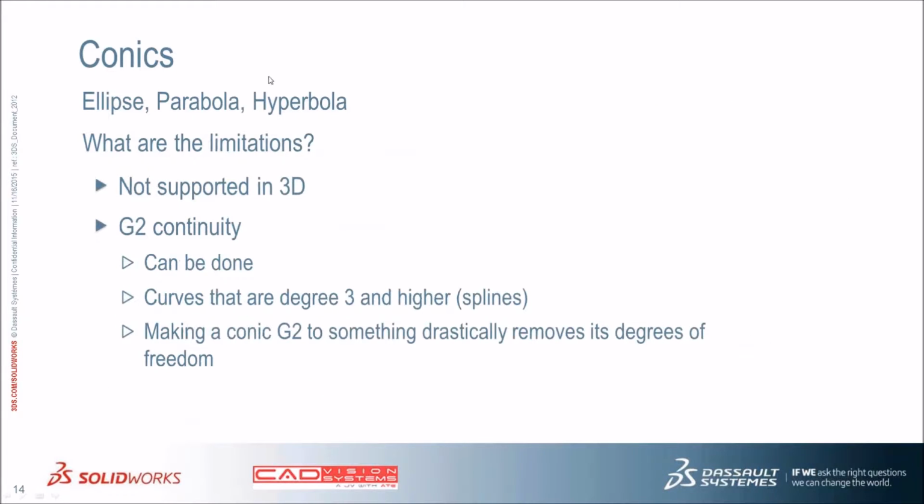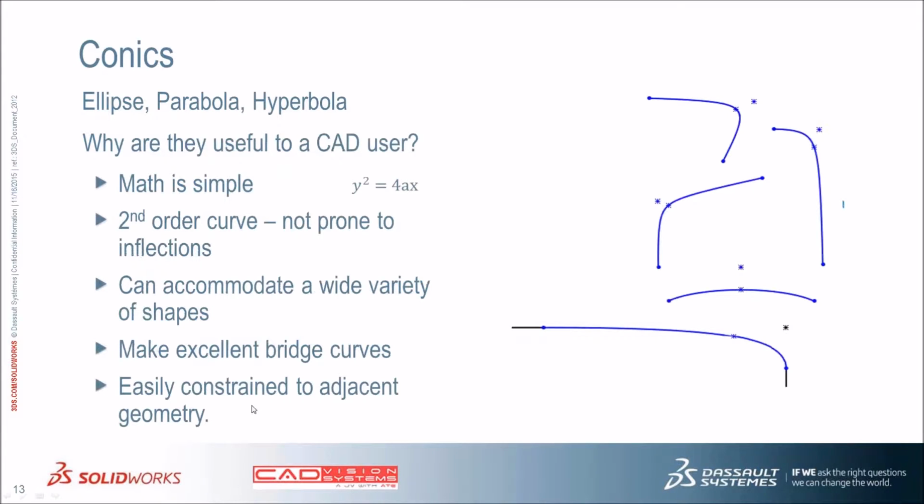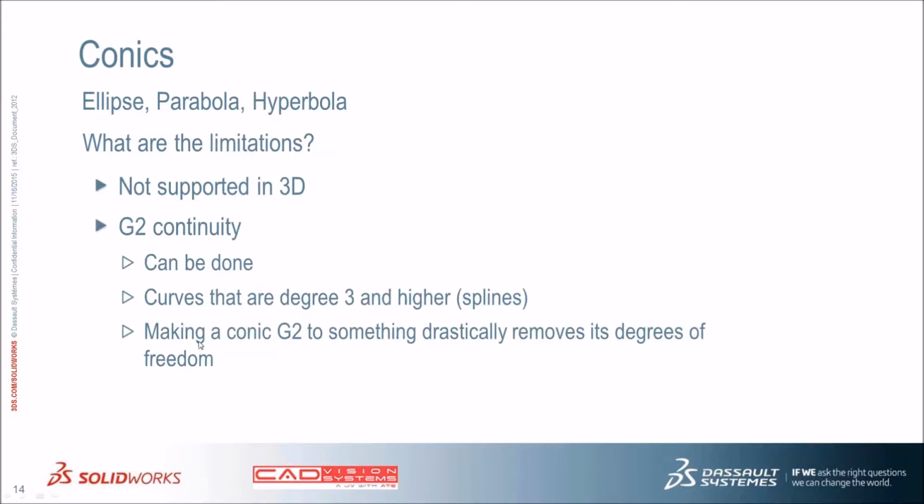So here we see that for conics currently, as of 2015, the ellipse or the conics are not supported in 3D sketches. And as I mentioned just now, because it's easily constrained to adjacent geometry, sometimes you might get carried away, and if you make a conic G2 or something, it drastically removes its degrees of freedom.